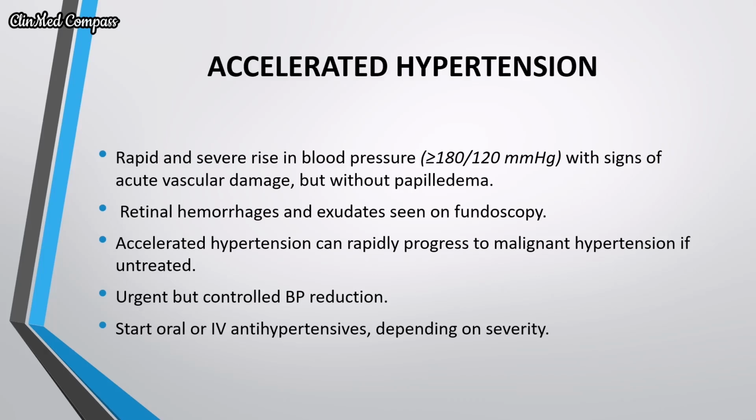Accelerated hypertension. This is defined as a rapid and severe rise in blood pressure with signs of acute vascular damage, particularly in the retina. Features include retinal hemorrhages and exudates seen on fundoscopy, but no papilledema. This is the key distinction from malignant hypertension. It's dangerous and can rapidly progress if not treated.